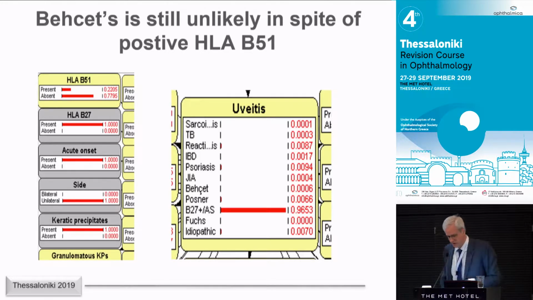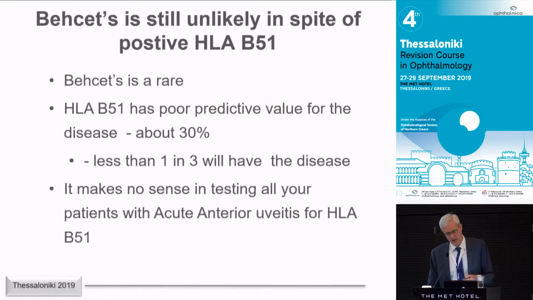You've got a couple of other conditions that are on the list. Behçet's is rare, and the B51 test is actually quite poorly predictive. Its sensitivity is about 70%, something like that. It varies in populations, actually. And it doesn't make any sense just randomly testing all your anterior uveitis patients for B51.